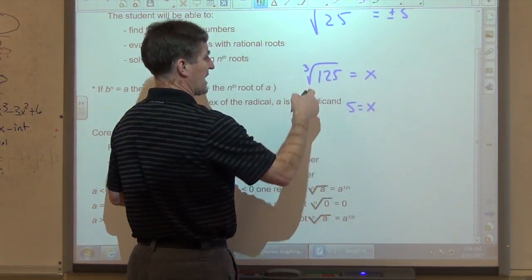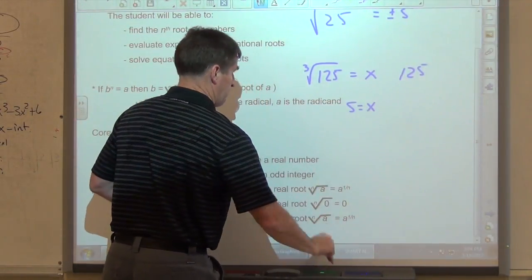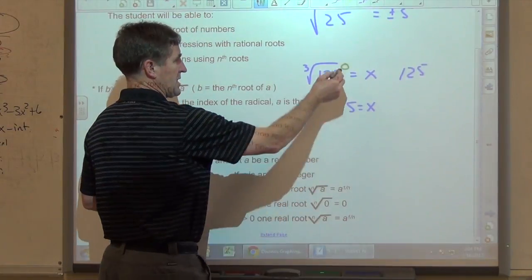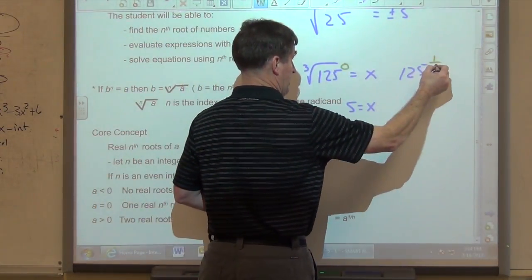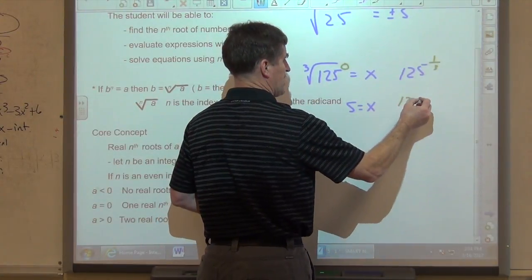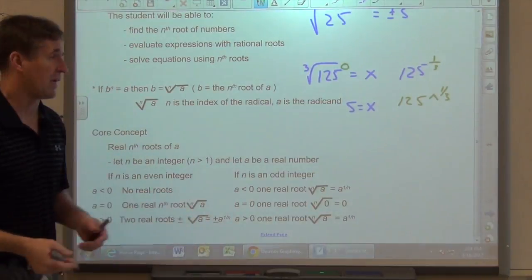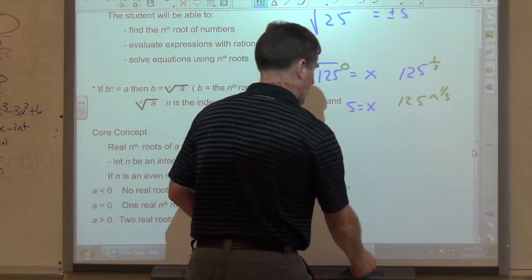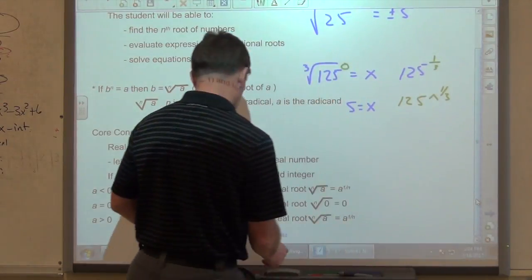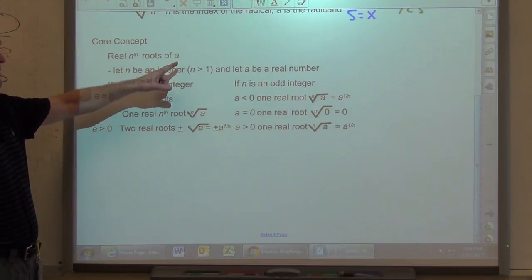Now if you're doing this on the calculator, remember we've talked about this, the power is our numerator, and the index is our denominator. So on the calculator, if you simply go 125 to the 1/3 power, it will work it out for you and tell you what the answer is. So our core concept on this, real nth roots of a.